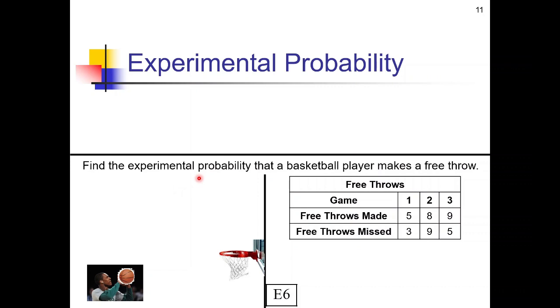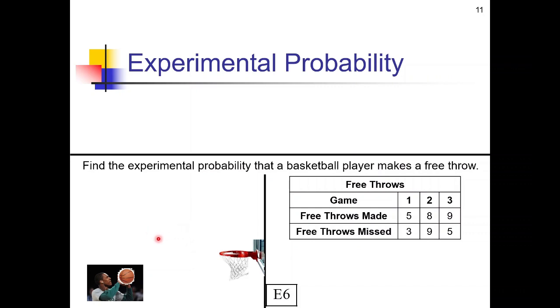For our next problem, we have another situation where somebody is trying to aim and be accurate. In this case, we have a basketball player trying to make a free throw. And we also have some data here based on 3 games telling us how many free throws this player made and missed. And for those of you who don't really know basketball, a free throw is basically you just stand about 10 feet away from the basket and get a free shot without somebody trying to block you.